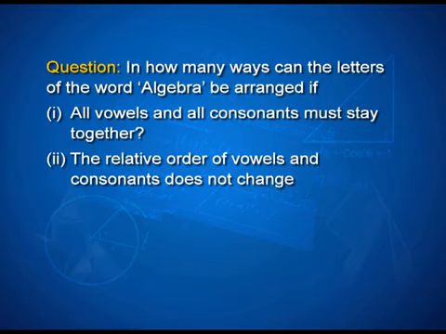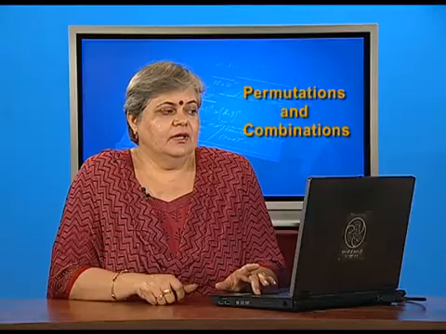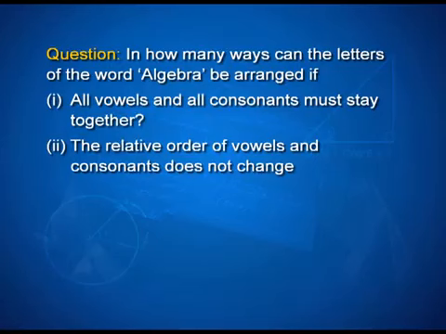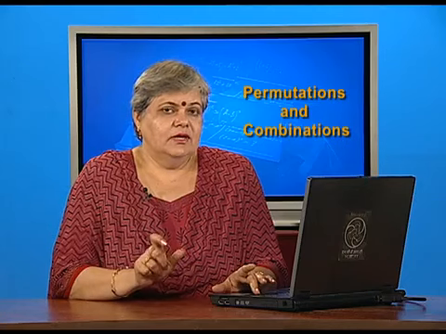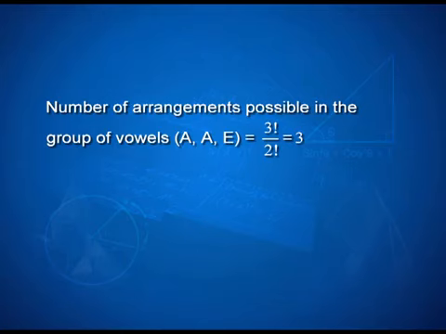Part 2, the relative order of vowels and consonants does not change. So, again looking at the word algebra, we are looking at 7 letters in which there are 3 vowels, that is A and E, and 4 consonants, all distinct. In the first case, we want to figure out the number of ways in which all vowels and all consonants must stay together. That means we are looking at the group of vowels, and within that group the number of arrangements possible will be 3 factorial, because I have 3 letters A and E, divided by 2 factorial because there are 2 A's.